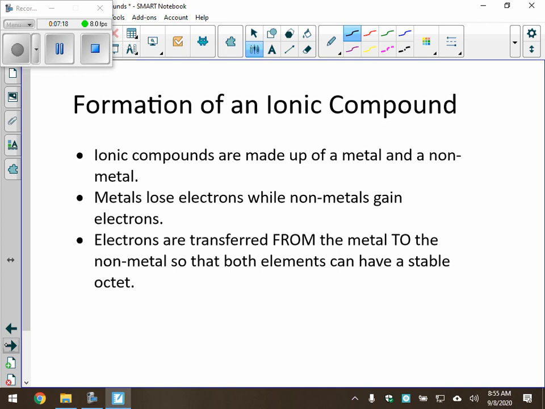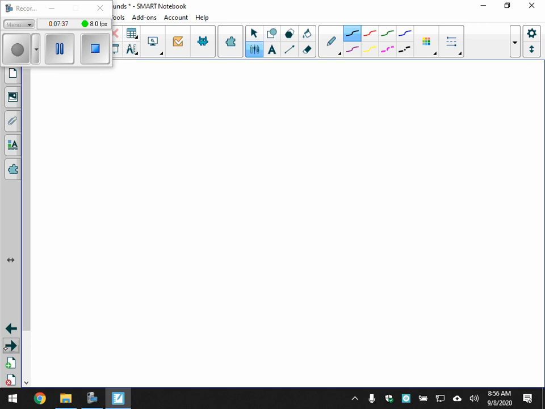Okay. The transfer and formation of ionic compounds here. So ionic compounds are made up of a metal and a nonmetal. Metals lose electrons while the nonmetals gain them. We already talked about that. Electrons are transferred from the metal to the nonmetal so that both elements have a stable octet. Okay. So we'll show you that in a second here.